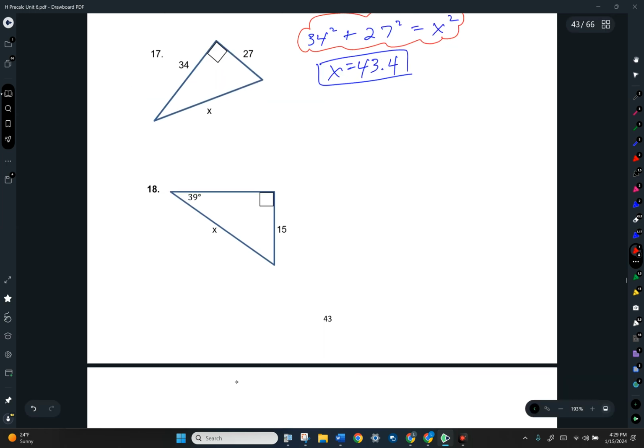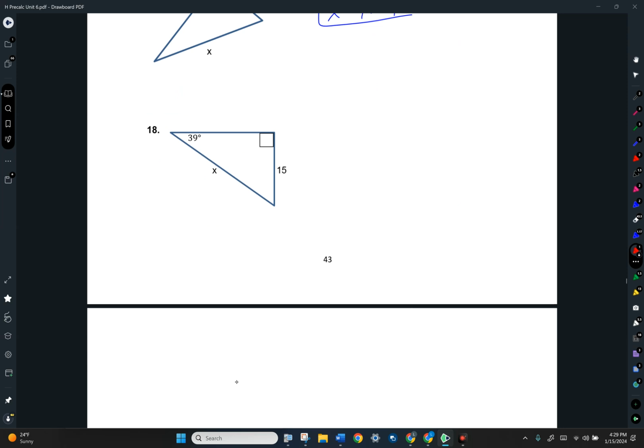Okay? On number 18. Well, again, they gave me the 39-degree angle, and I know I could find the other angle, and that's perfectly fine if you want to, but I don't see any reason why. Why find extra? So if this is going to be my reference angle, x is the hypotenuse, and that would make 15 be the opposite. So if I want to use the one that uses opposite and hypotenuse, that's going to be sine. So I'm going to say the sine of 39 equals the opposite over the hypotenuse. So here's a situation where the x is in the denominator. So I can't just do sine of 39 and then multiply by 15.